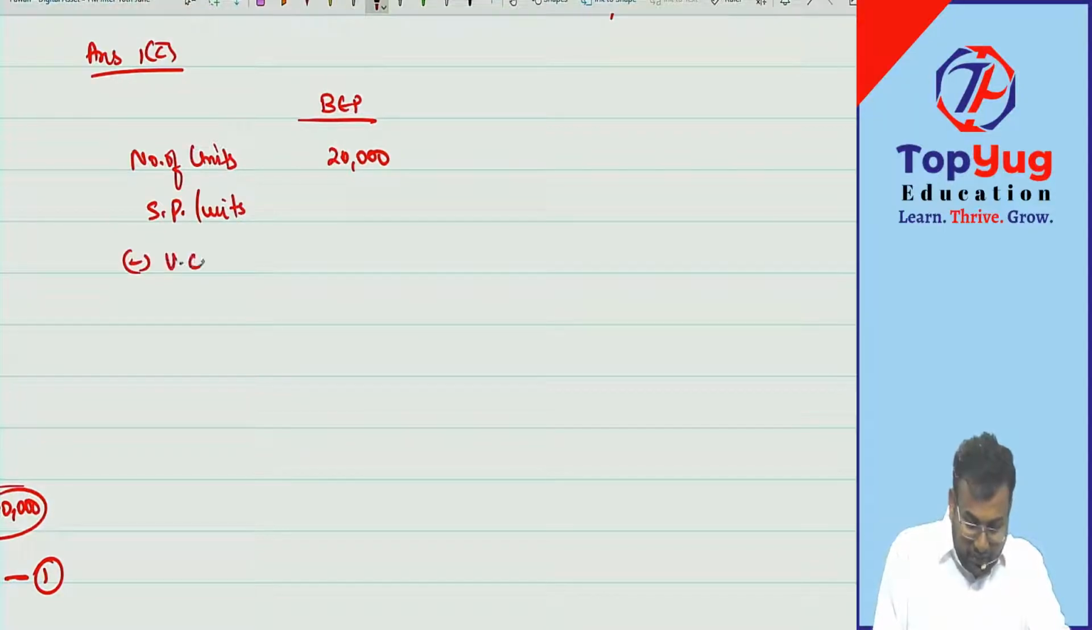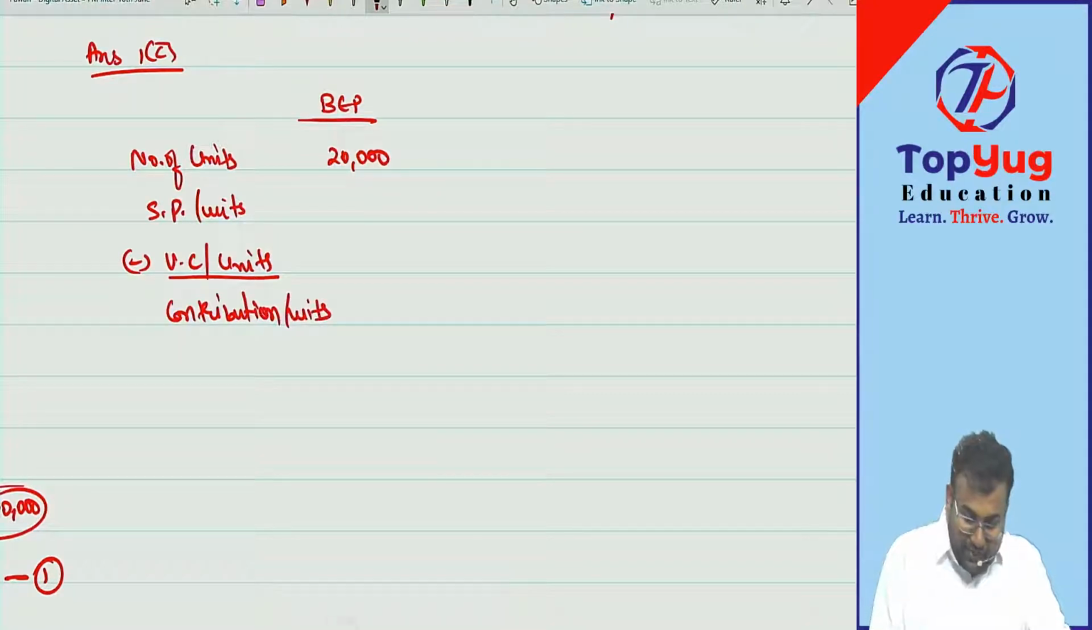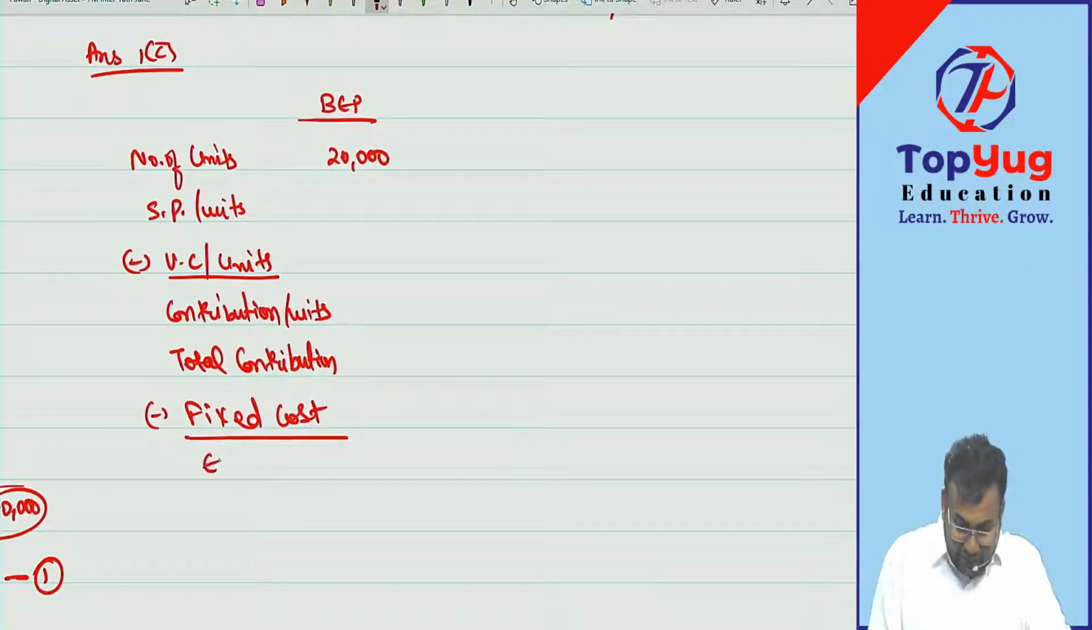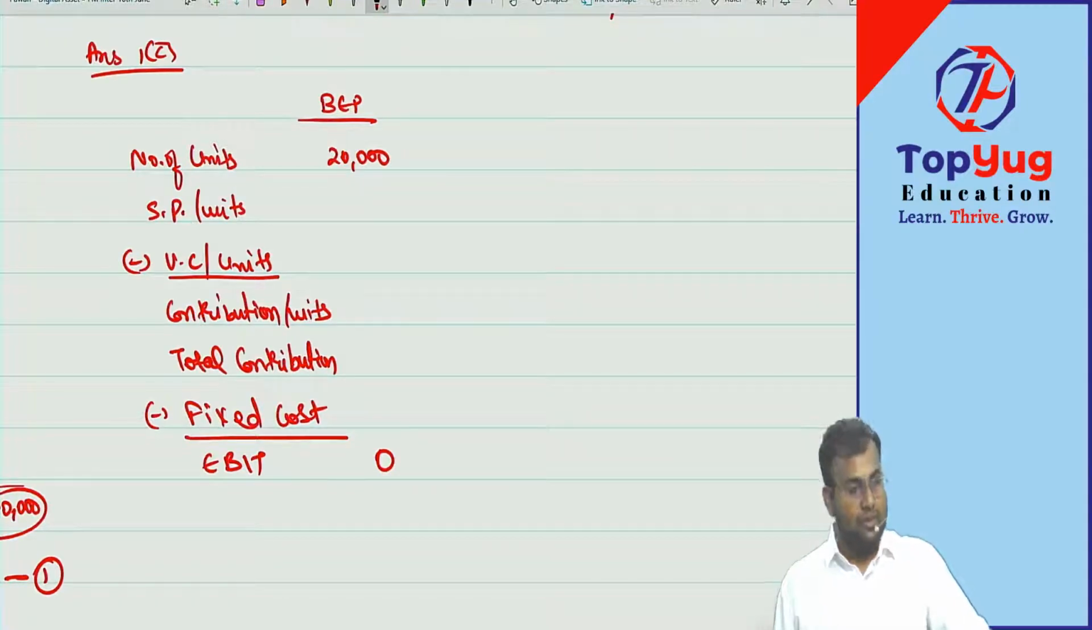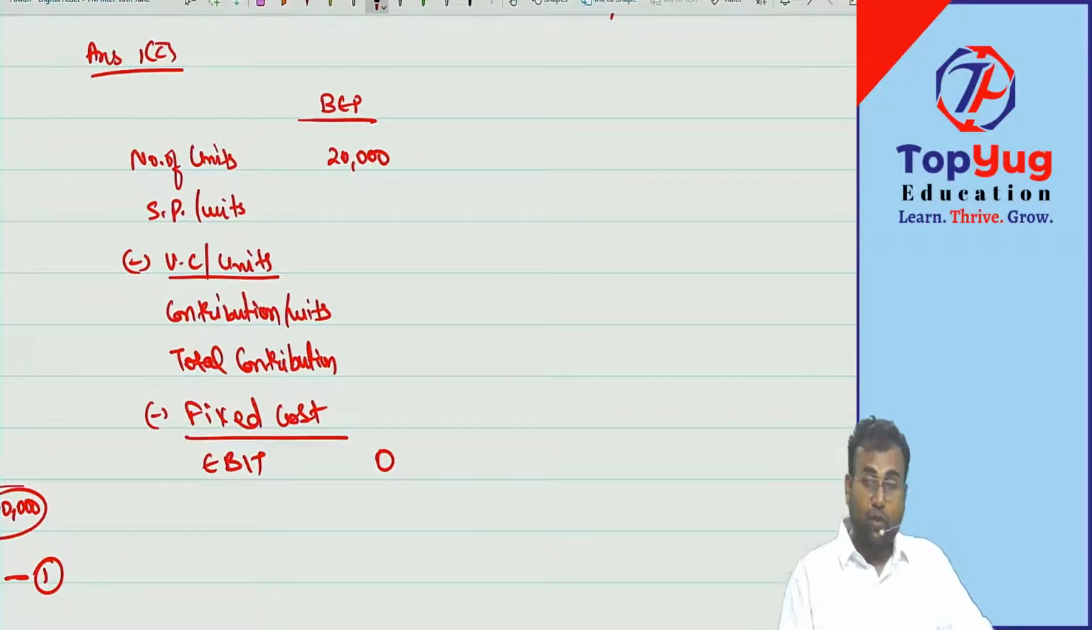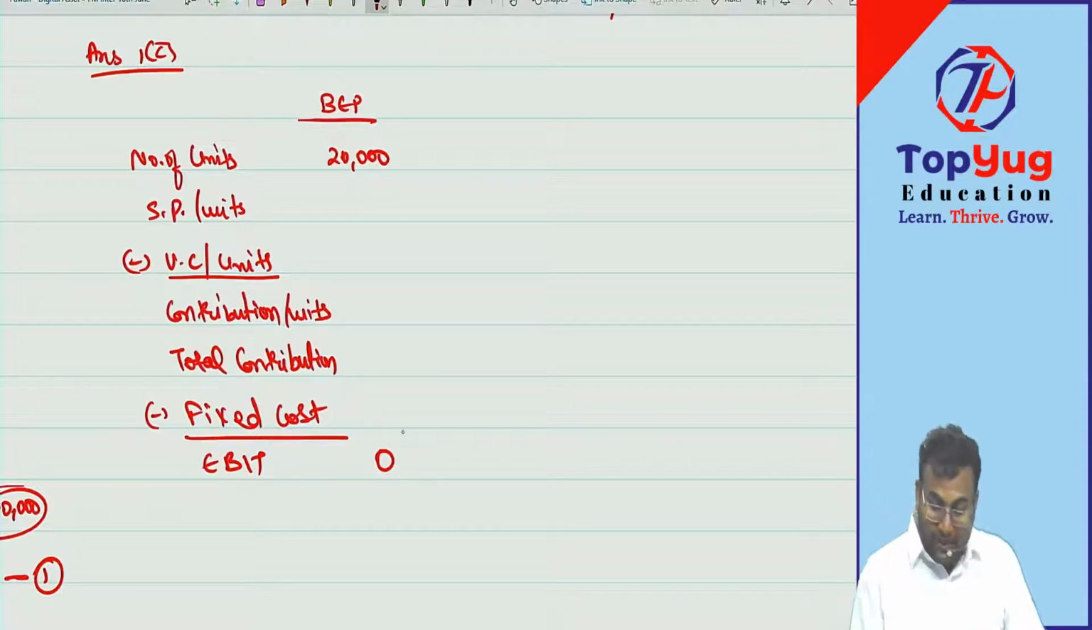minus my variable cost per unit will give me contribution per unit. Then I will multiply this with the number of units, I will get total contribution. And once I get my total contribution, again I will deduct fixed cost. If I deduct my fixed cost, I will get something called EBIT. And at 20,000, my EBIT is 0. After doing the whole process, I will get the final answer.